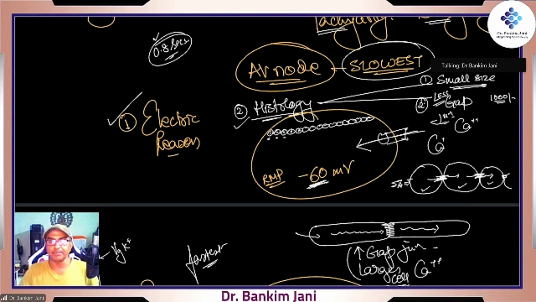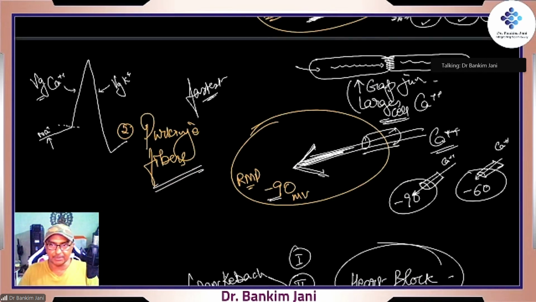But yes, there is importance to it, because in the AV node, we really want it slow so that there is better filling. And in Purkinje fibers, everything is finalized. Now it is time for the ventricle to contract. So why waste time? That's why Purkinje fibers are the fastest.